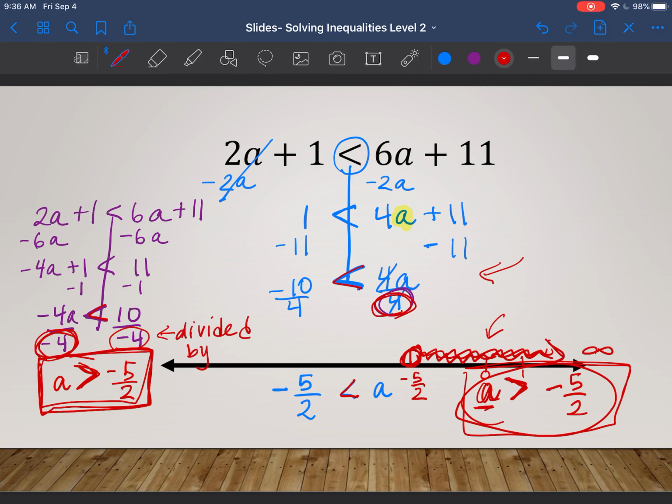Anytime you multiply or divide by a negative, you have to flip your inequality. If you divide by a positive, you do not flip.